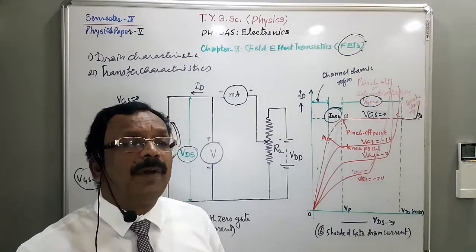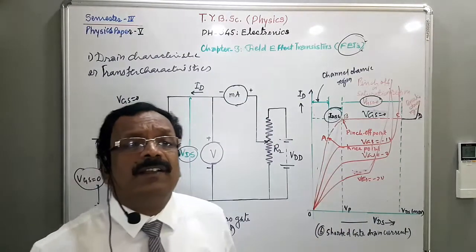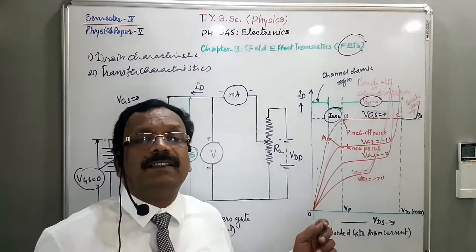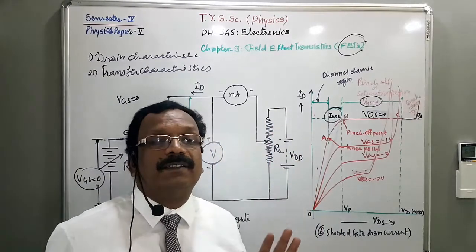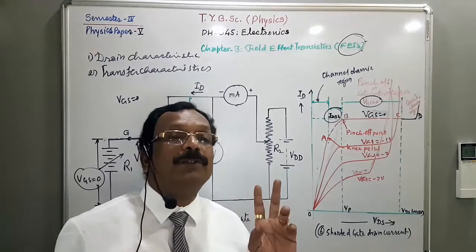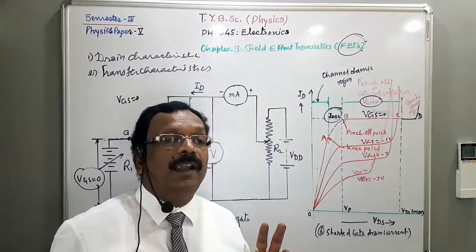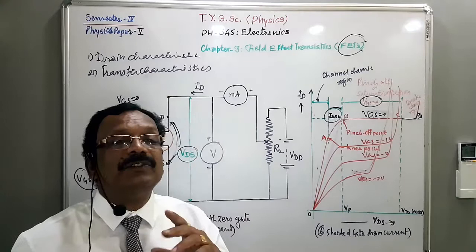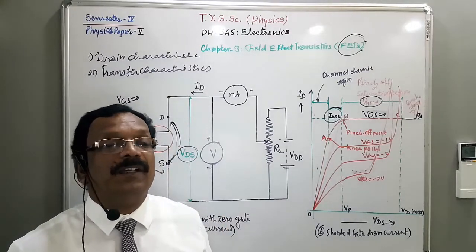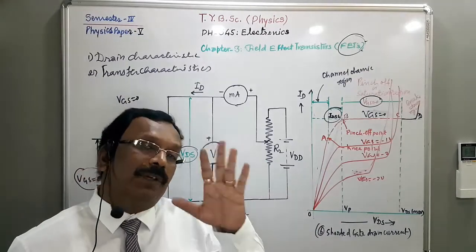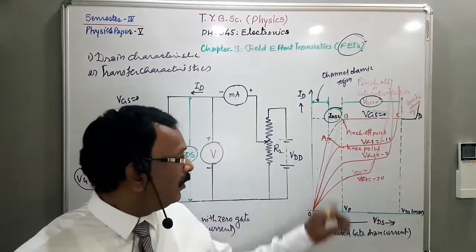This region is shown by the curve OA in this figure, and in this region the drain current increases linearly with increase in VDS and obeys Ohm's law. And the linear increase in drain current is due to the fact that the N-type semiconductor bar acts as a simple resistor.